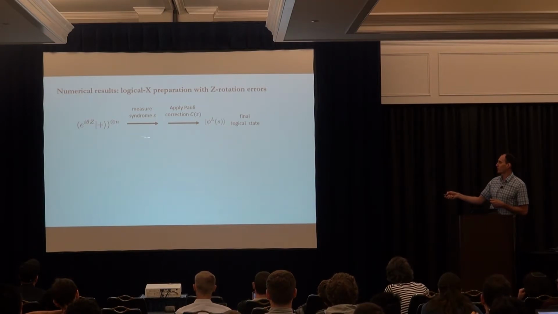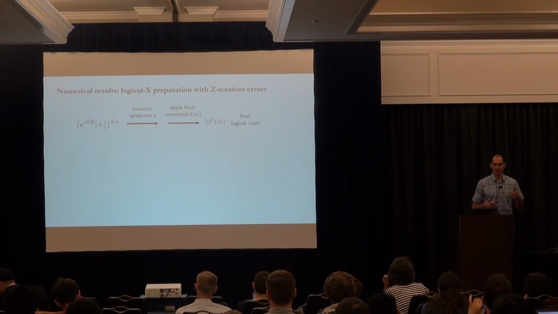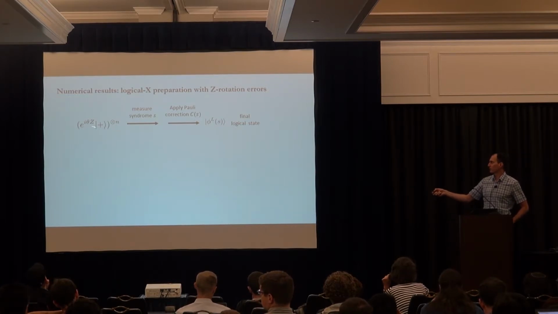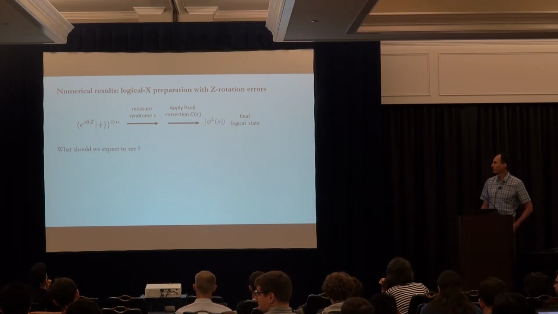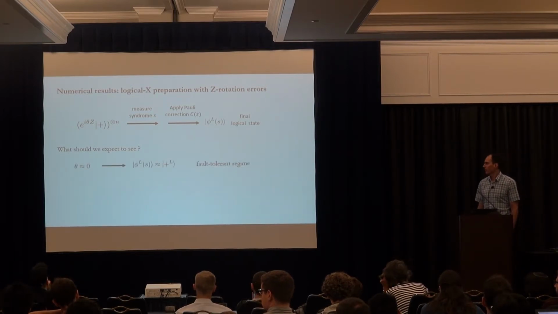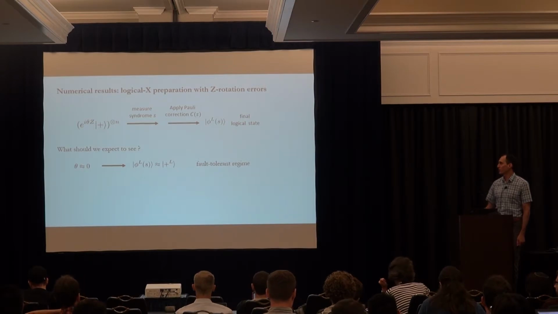So for numerical simulations, we chose the initial product state of this form. It lies on the equator of the Bloch sphere, and we have this rotation angle theta. So what should we expect to see? If theta equals 0, then this is the ideal protocol. We always get our final state is always logical plus.